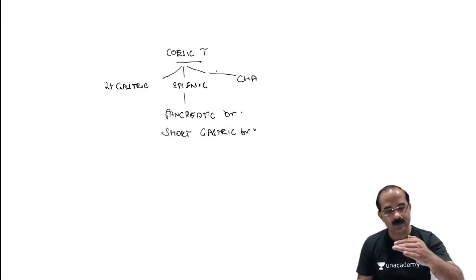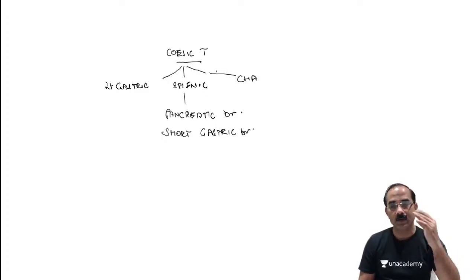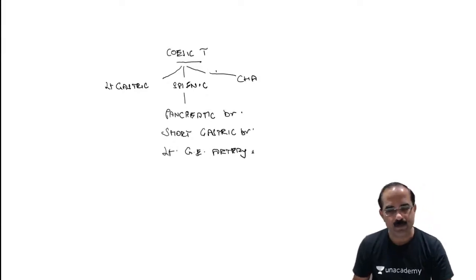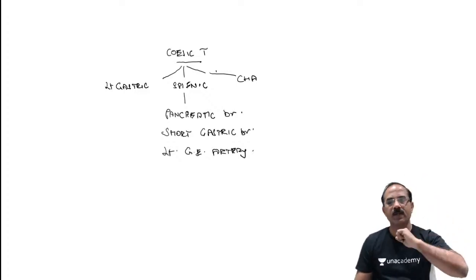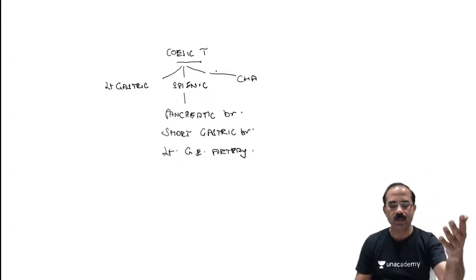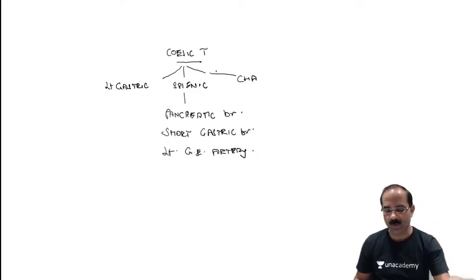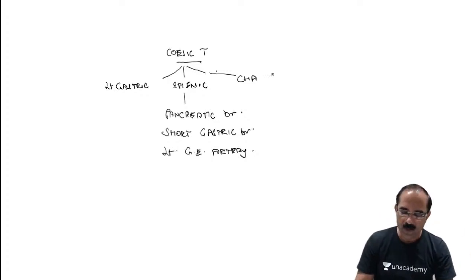And it gives an artery which supplies the greater curvature of the stomach. What is that? That's the left gastroepiploic artery. So what are the branches of splenic artery? One would be the pancreatic branches, second are the short gastric branches, and the third one is the left gastroepiploic artery.